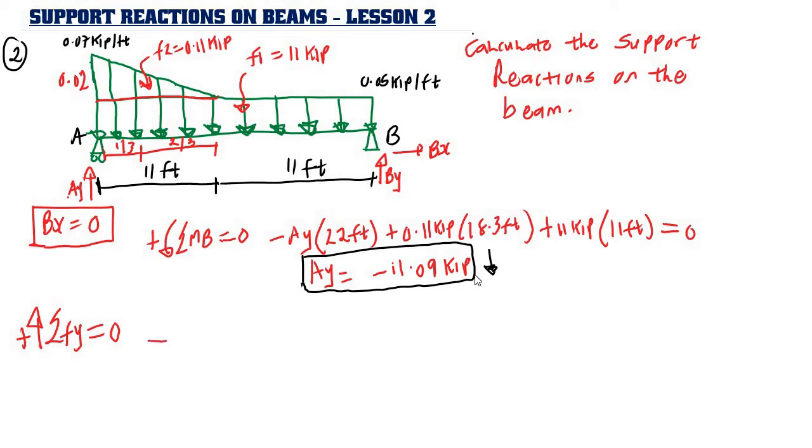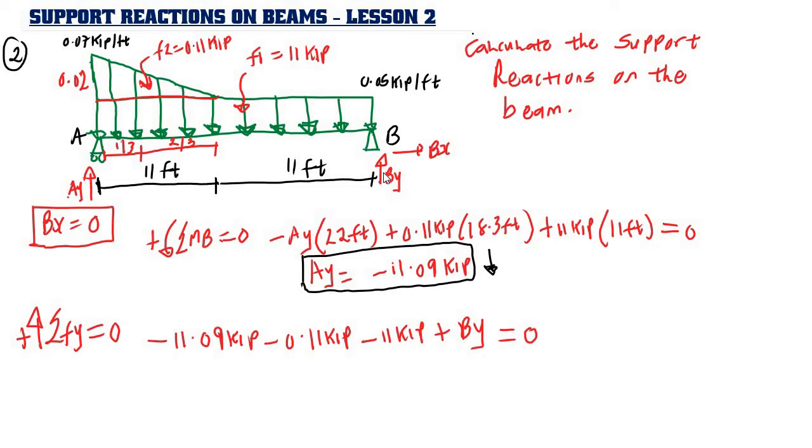AY is negative 11.09 kip, and this is acting downward. Then the next force we have is F2, which is 0.11 kip, and this is acting downward. So negative 0.11 kip. Then the next force is 11 kip, acting downward, so negative 11 kip. Then the next force we have is By. This is what we want to find, and it is acting upward, so this is positive By. Because we don't have any additional vertical force, this is equal to 0.